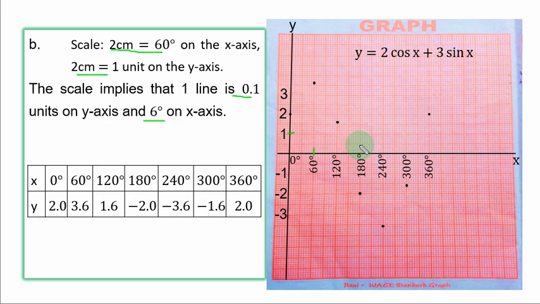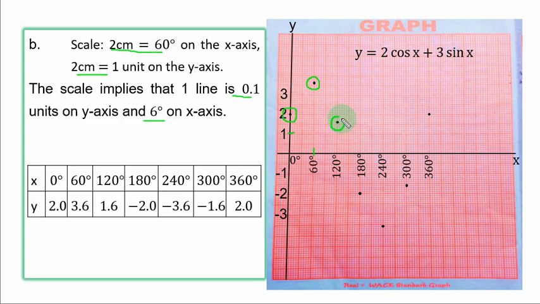When x is 0 degrees, y is 2. You plot that point directly on the y-axis. When x is 60 degrees, y is 3.6. Now this is 3 because one line is 0.1. After 3, you count about 6 lines upward, and you have 3.6 somewhere here against 60 degrees. When x is 120 degrees, y is 1.6. So somewhere here is 1.6.